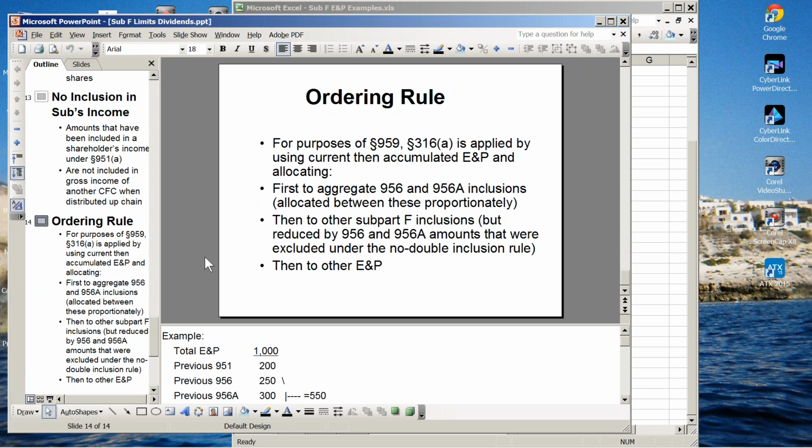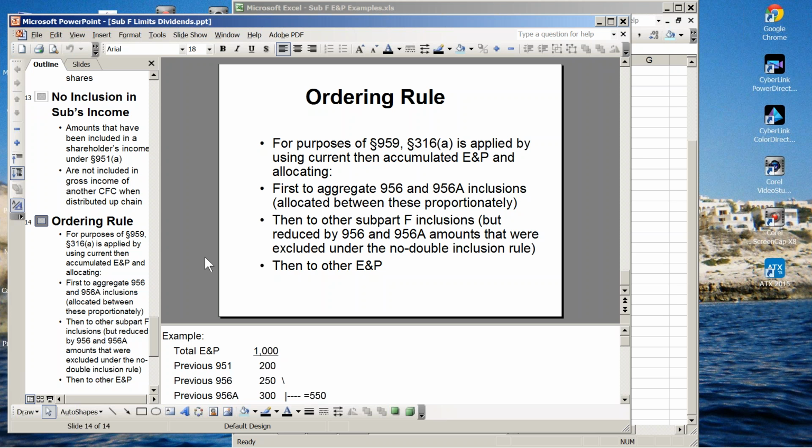Now let's talk a little bit, I'm going to skip this ordering rule for this class, with the exception of talking about this very first bullet point. A corporate distribution is considered to be a dividend to the extent of current or accumulated earnings and profits, and is considered to come first from current and then from accumulated. That's straight out of Section 316. So when we have dividends coming up the chain that were Subpart F, we have to first apply Section 316 to see what it is, and then we have to go through the tricky ordering rule of Section 959.